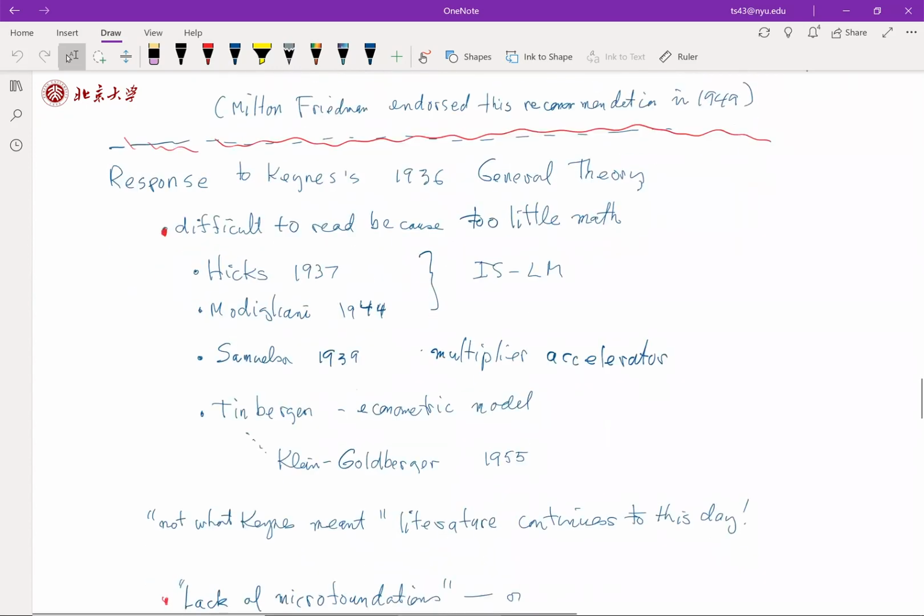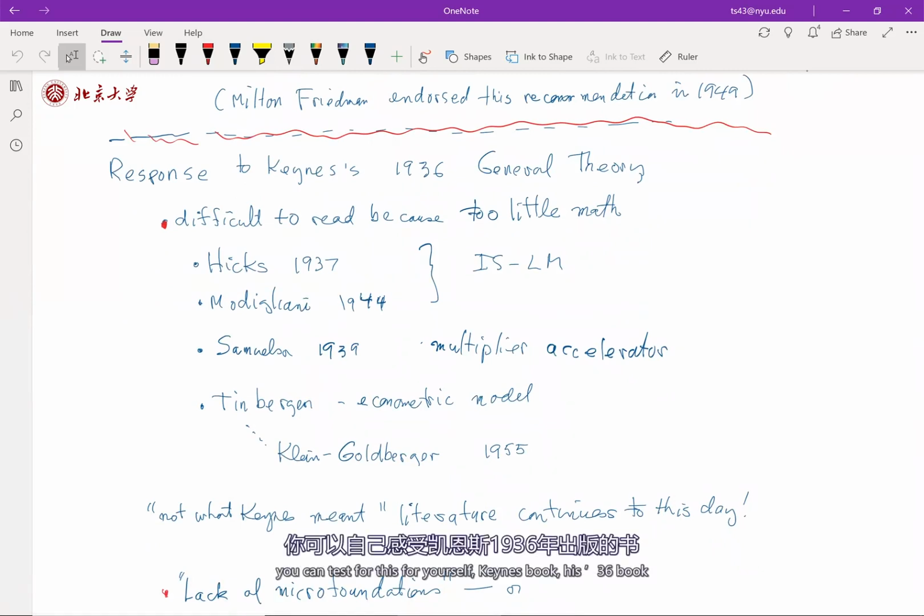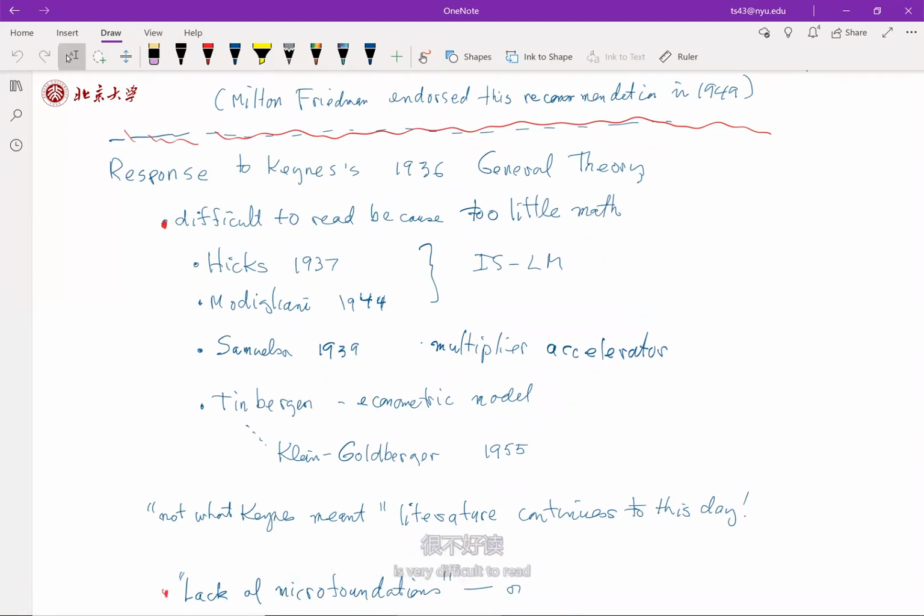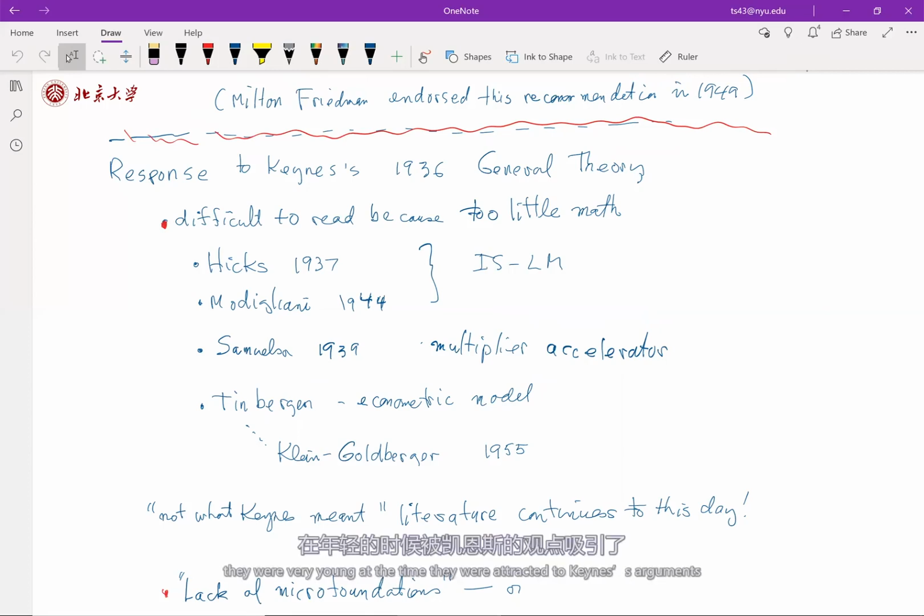The first thing is, you can test for this for yourself. Keynes's book, '36, it's very difficult to read because there's too little math. There's a lot of ambiguity and possibly incoherence because there's too little math. So some very smart economists, who were very young at the time, were attracted to Keynes's arguments but couldn't understand it. So what they did is they undertook to use some math to translate Keynes's words into math.